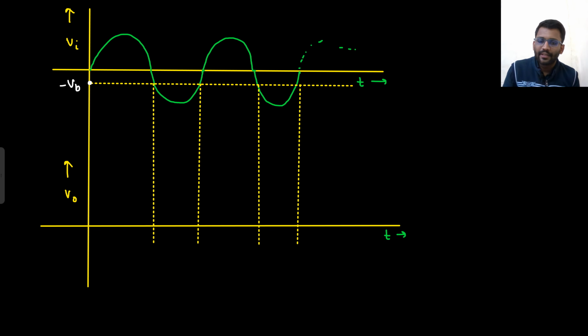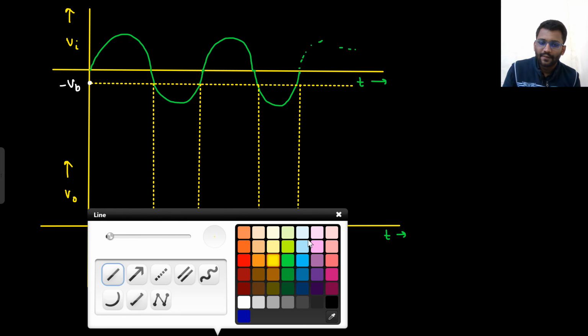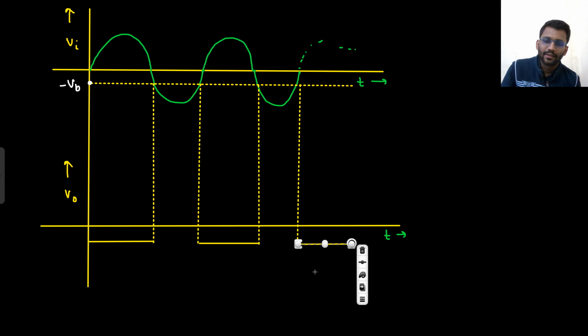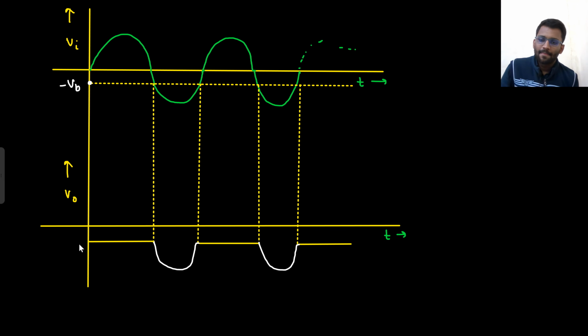For every value greater than minus VB, for all these points, it will always be equal to minus VB only. And for less than that, V naught will be equal to V in. It will follow the input. This will be minus VB. Well and good. Let's move on to the next circuit.